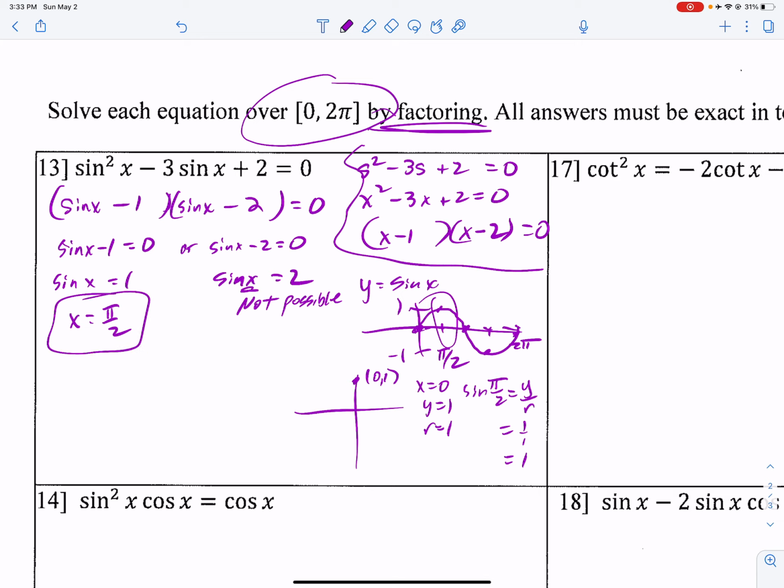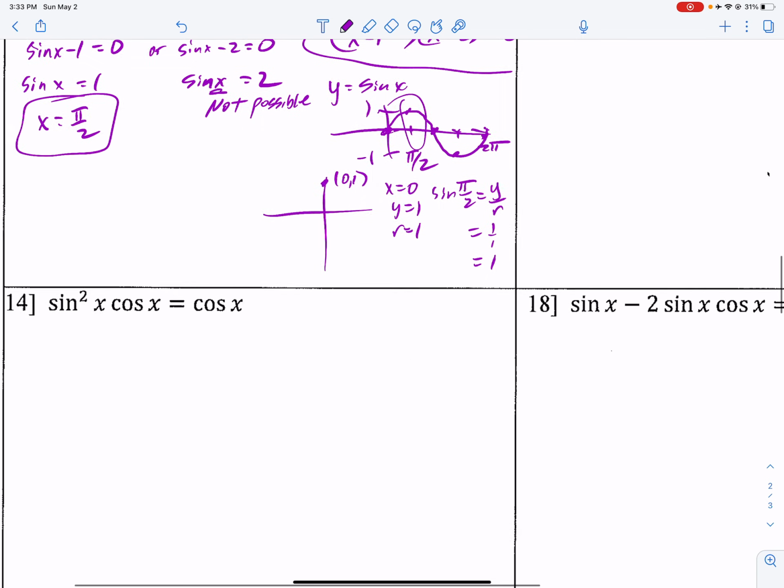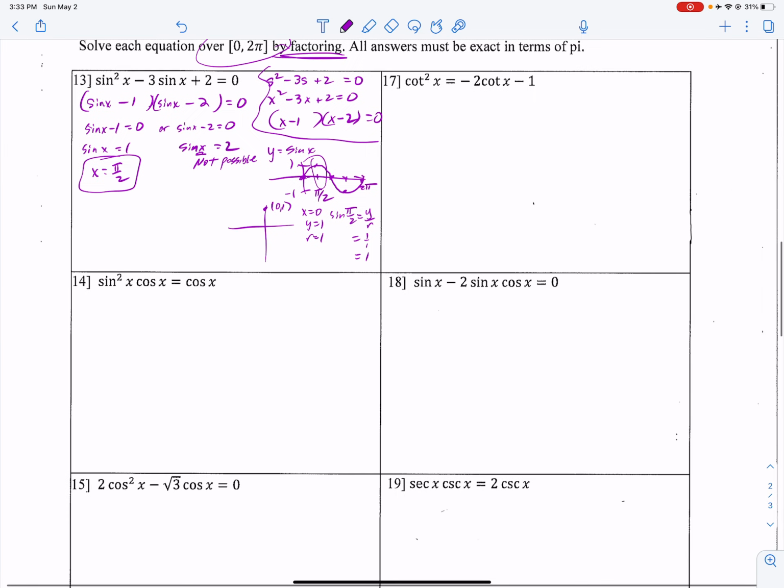You want to have some flexibility. You want some other ways to think about solving these. All right, now this next one is a commonly missed problem because people want to divide by cosine on both sides and they lose solutions.